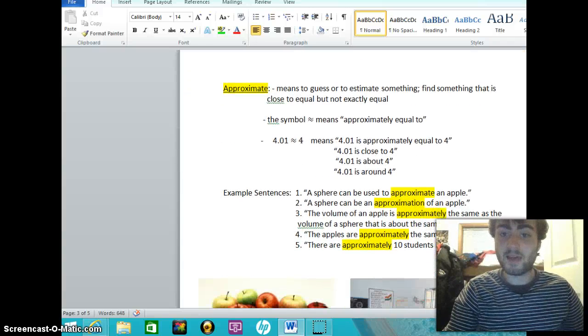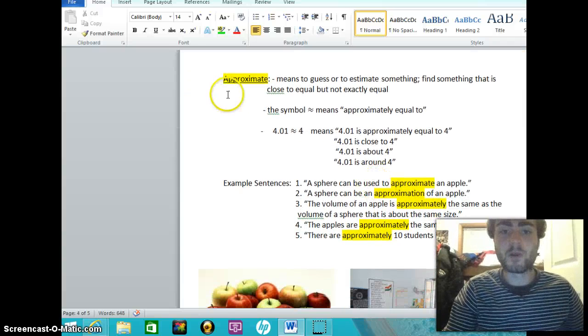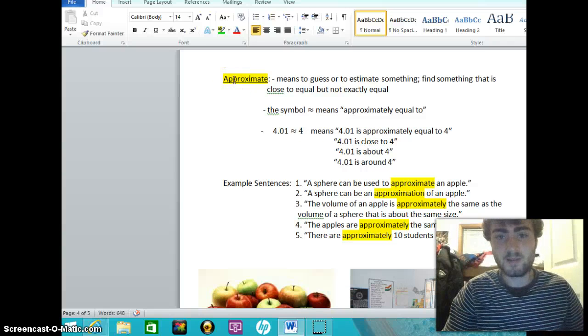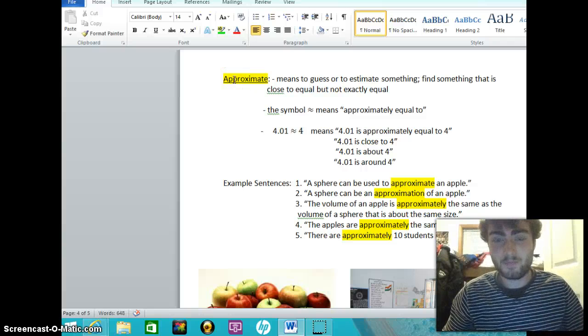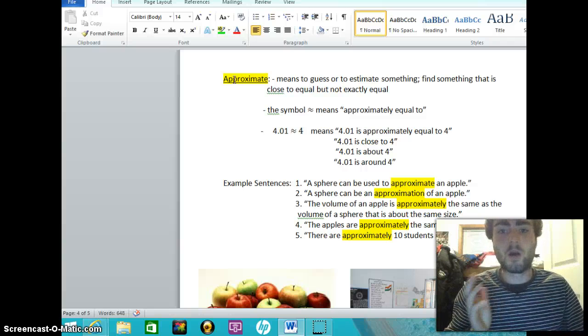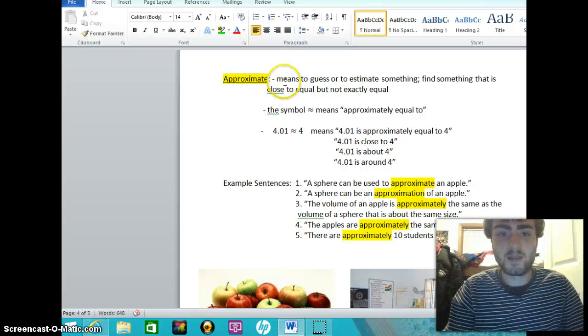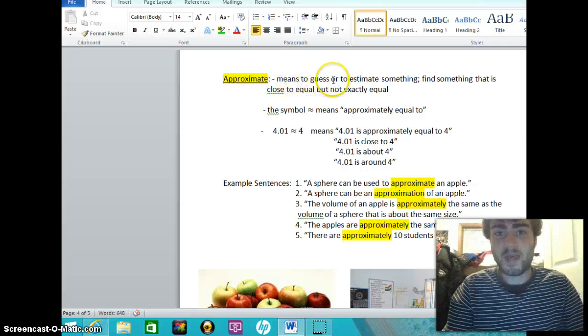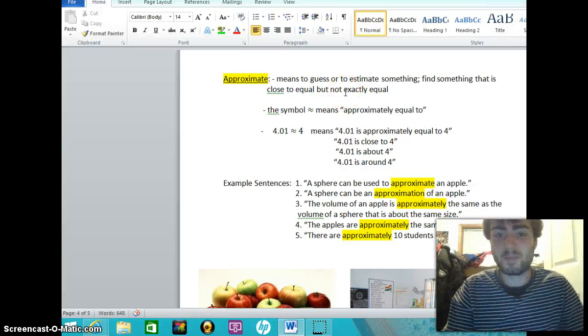The last word that I'd like you to learn is the word approximate. Approximate. Please repeat that back. 1, 2, 3. Approximate. Now, approximate means to guess or to estimate. It means to find something that is close to, but not exactly the same as something else.